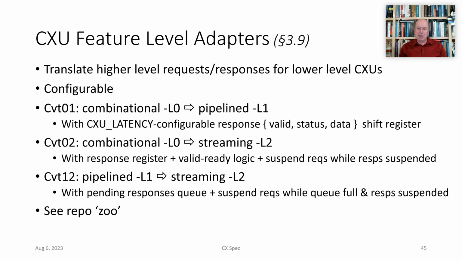Convert02 raises a combinational level 0 CXU to a streaming level 2 by adding a response register plus valid-ready handshake logic that can suspend incoming requests when it has response data pending but outgoing responses are suspended. And Convert12, which raises a pipelined level 1 CXU into a streaming level 2 by adding a pending responses queue that buffers pending responses back from the pipeline CXU when outgoing responses are suspended. For more details, including their RTL implementations, please refer to the spec and the GitHub repo's zoo subdirectory.